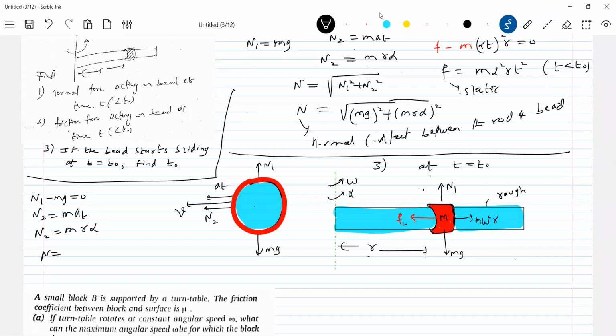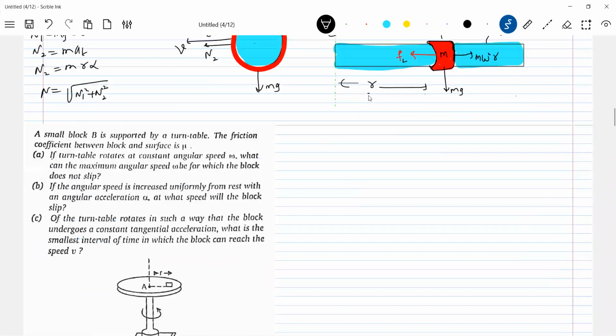Okay, now what is the total normal reaction? Square root of N1 square plus N2 square. So what is the friction now? Friction FL should be equal to m omega square r. And what is omega further? Omega equal to alpha t naught. That t naught is what we have to find out. Okay, is it okay now? So these are the things. So now the friction is limiting friction. It depends on normal contact here.